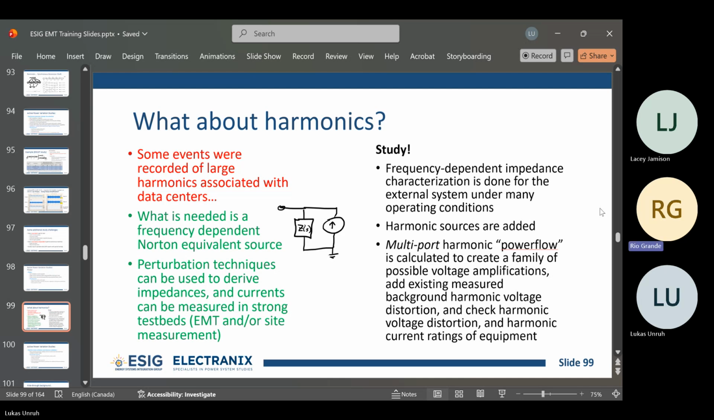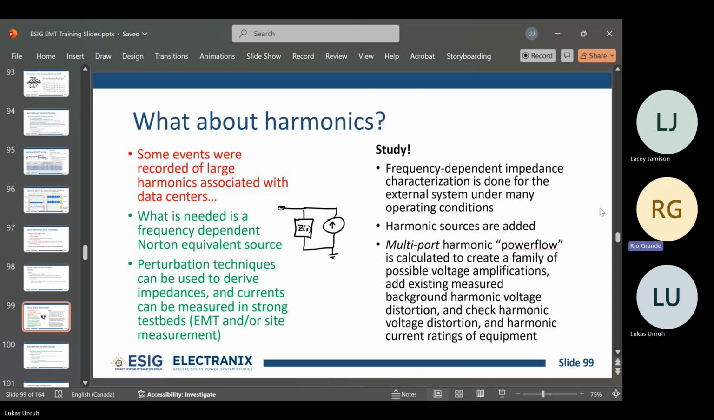And once you have that equivalent harmonic source, you can put it in a harmonic power flow solution, which gives you the harmonic voltage profiles around the system. And you can do this over a wide range of system conditions as well. So yes, there are very useful studies you could do on this side of things.